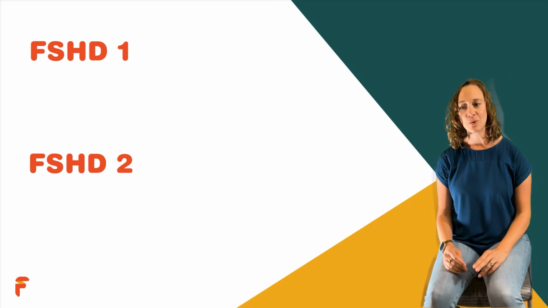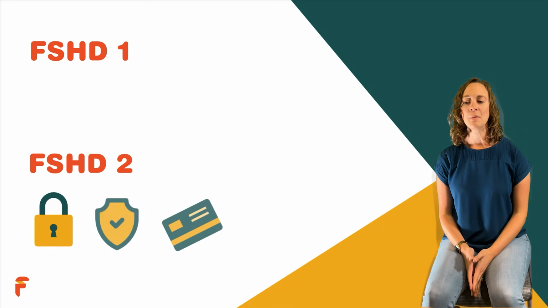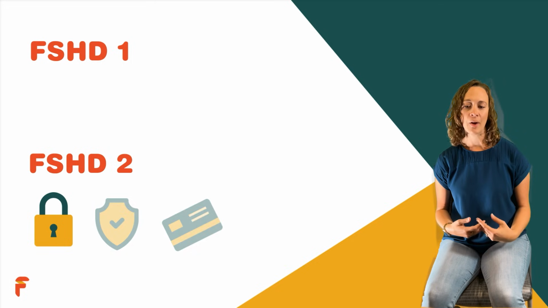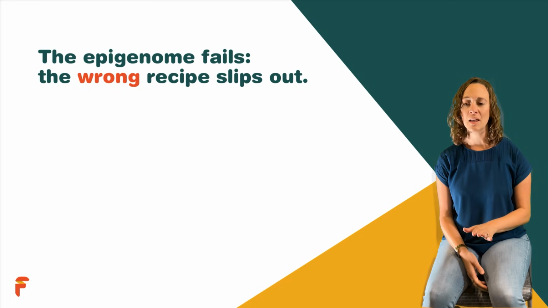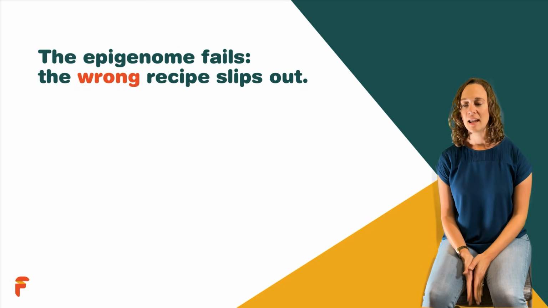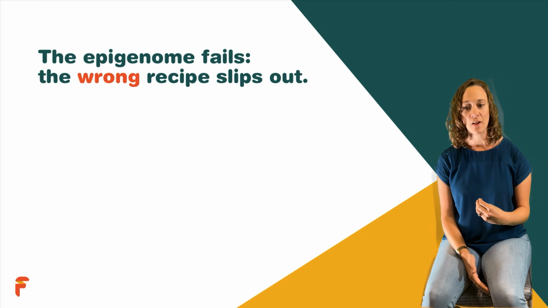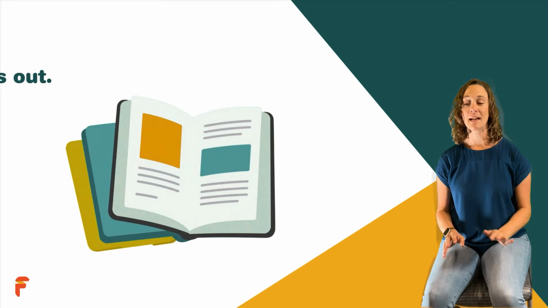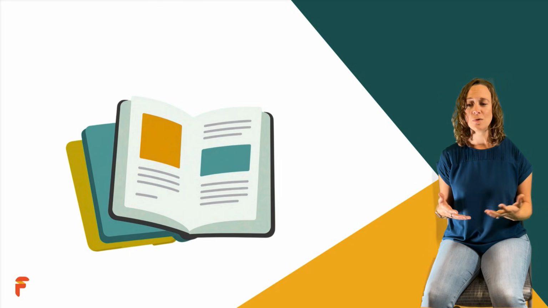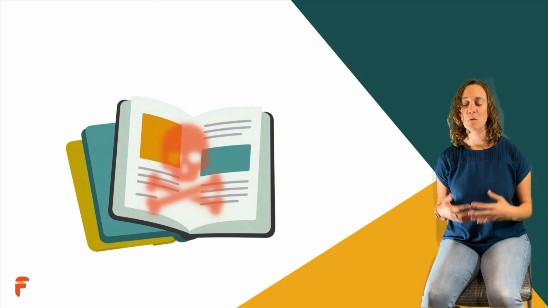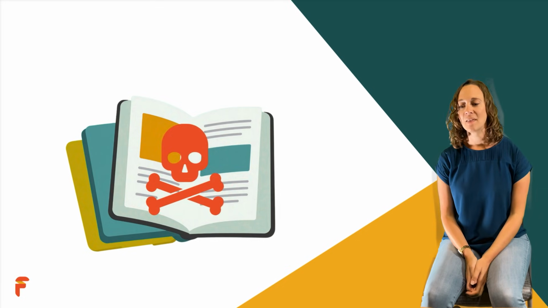In FSHD2, which is more rare, other mutations in your DNA mess up the security guards and their patrol routes, making it easier to sneak into an area of the library that isn't supposed to be open. Either way, the result is the same. A dangerous cookbook gets pulled off the shelf and a forbidden recipe slips out. And instead of making a delicious, useful cookie, your cells bake a poison cookie. That poison cookie is the DUX4 protein.